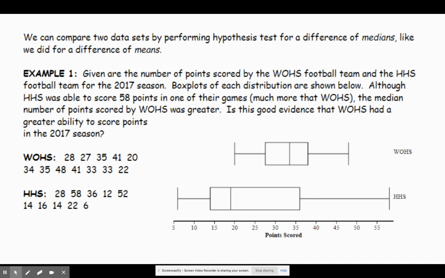So we have the data, the number of points that West Ottawa scored in each of their games and Holland High. And we can go ahead and put those values into list 1 and list 2 in our calculator. So we want to know, if we just look at the medians from the box plot anyway, we can see that West Ottawa's median points scored is quite a bit higher than Holland's. And we can see this because remember in the box plot, the median is indicated by the center of the box. So the median for West Ottawa is way up there. Holland is way down here. So we're going to compare those and we want to know if that difference is significant or not. It seems like it probably is, but we're going to conduct the test to find out for sure.